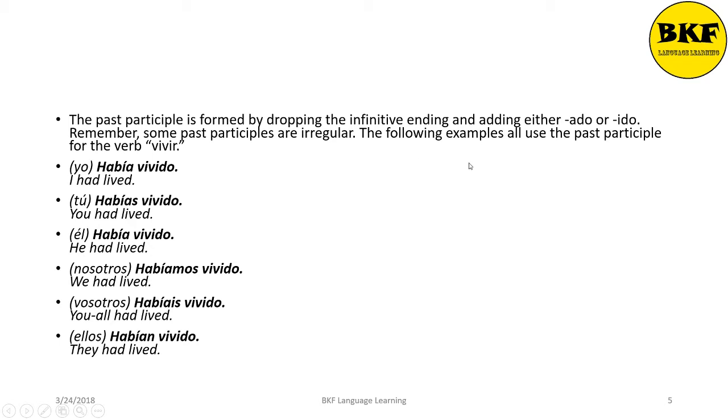The following examples all use the past participle for the verb vivir. So for example, I want to say I had lived, I can say había vivido. If I want to say you had lived, I can say habías vivido. If I want to say he or she had lived, I can say había vivido. If I want to say we had lived, I can say habíamos vivido. If I want to say you all had lived, I can say habíais vivido. And if I want to say they had lived, I can say habían vivido.